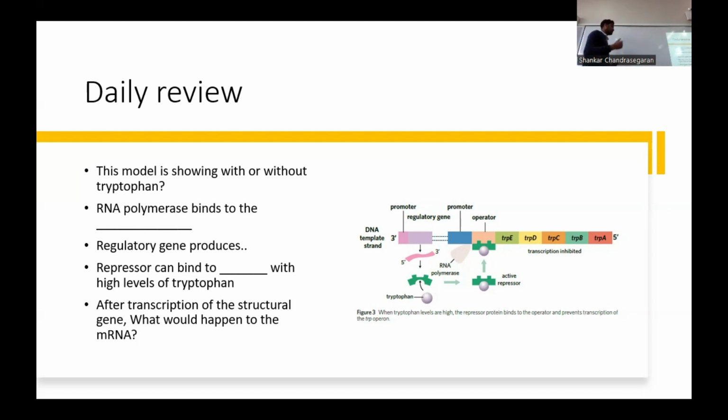Translation, yeah. Okay, but here's the question. What do you think happens to the mRNA after translation? So basically, it served its function. What happens to the mRNA? Any ideas? What do you think would happen? What's the next logical step?